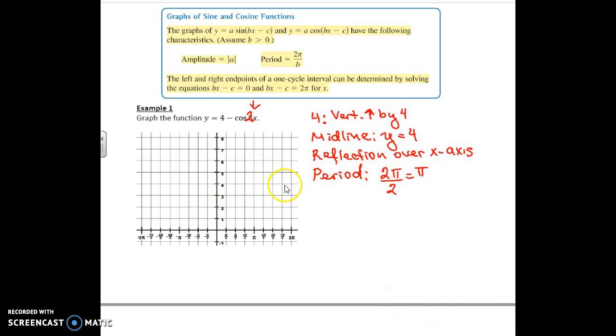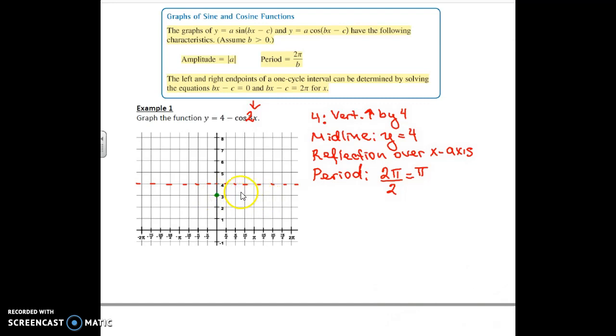I think we're ready to start graphing, guys. Our midline is now going to be at 4, and I'm going to just mark off the midline. Our cosine normally starts at a maximum. However, we have a reflection over the x-axis, so this time we will be starting at the minimum. So our cosine is going to start at 3.